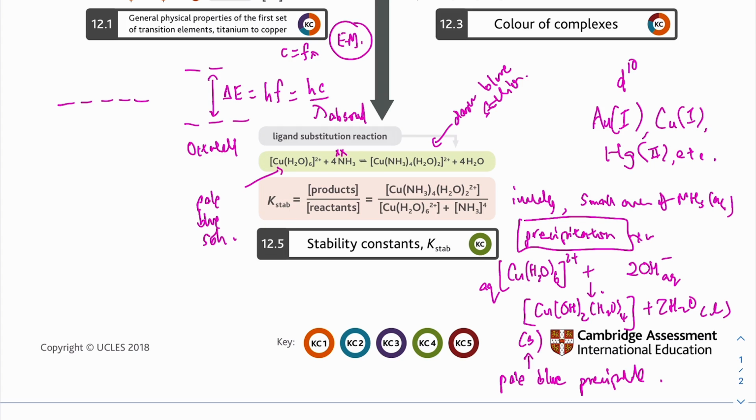All right. We talk about this thing called Kstab. It's a stability constant. It is a form of equilibrium constant. Note that water has not been included in the stability constant because it's not exactly Kc, it's Kstab. It's already taken into account that the water concentration is so big that it's roughly constant.